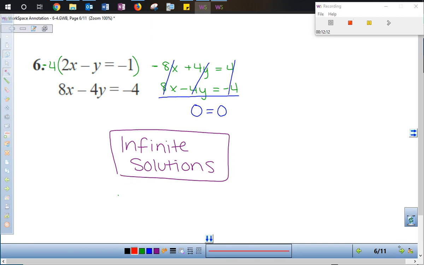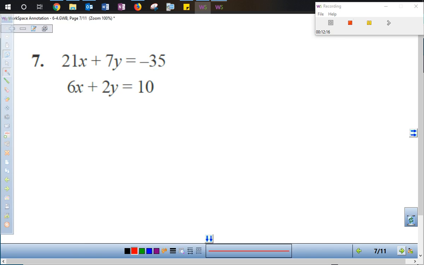Okay, next we're going to go to number 7. On number 7, I have x's on top of x's, y's on top of y's, equal signs on top of equal signs, and constants on top of constants. So if I look right now, I cannot, using multiplication, turn a 21 into a 6. I also can't turn a 6 into a 21 because it's 6, 12, 18, 24. 6 can't turn into a 21. I also can't turn a 7 into a 2 or a 2 into a 7.